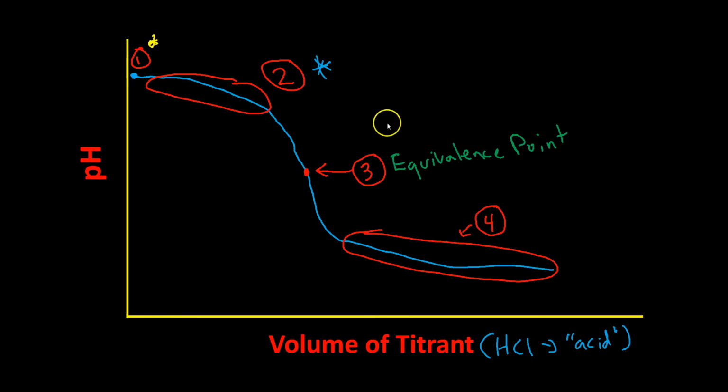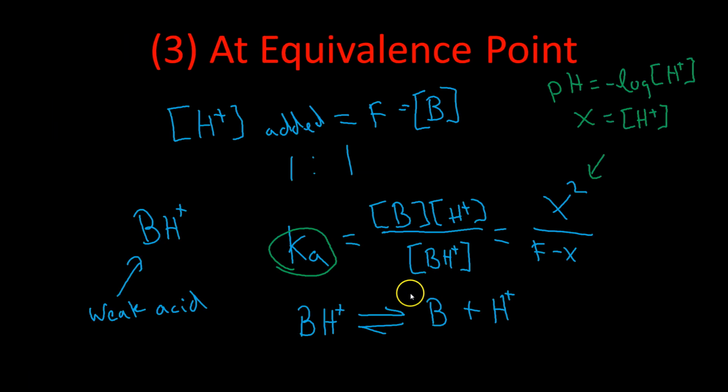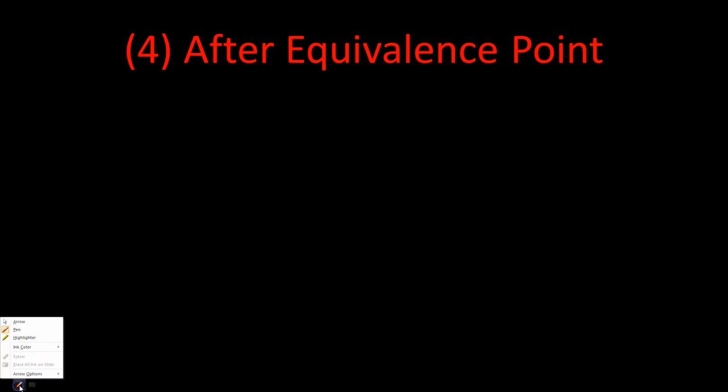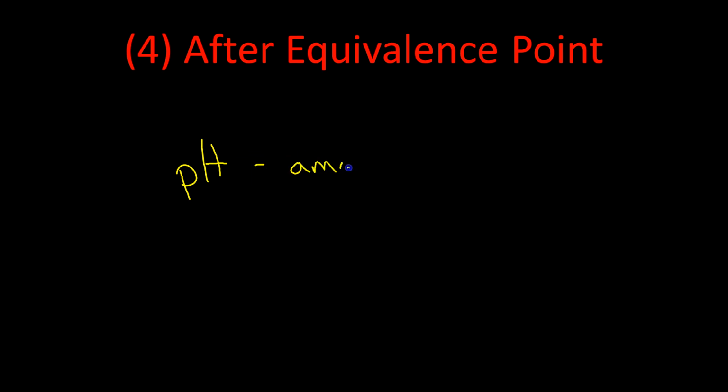So now we're here, and once we go beyond the equivalence point, it's essentially like you've just added a bunch of acid to your solution. So after the equivalence point, and we're going to get into this in a lot more detail in class, the pH is dictated by the amount of excess acid that we've added. Okay, so hopefully that sort of makes sense to you guys.